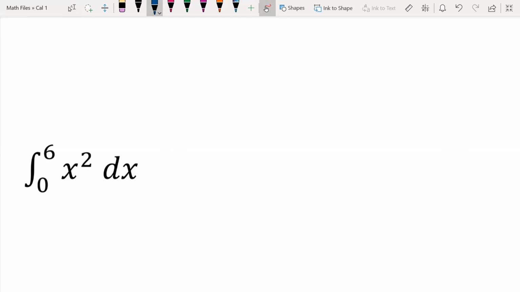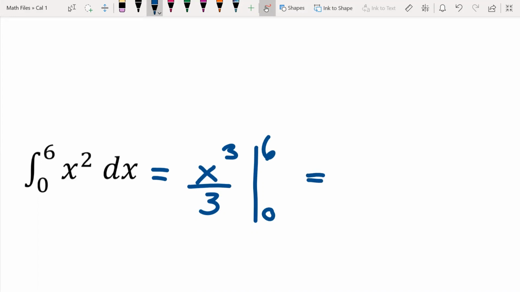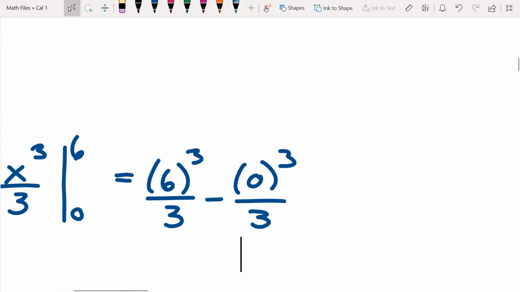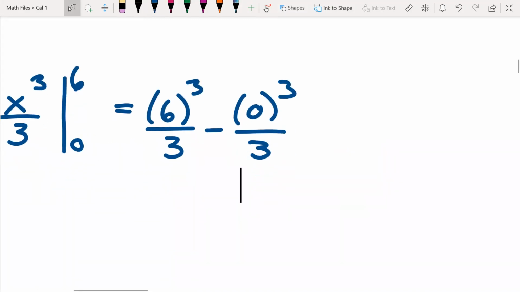All right. So next is the integral from 0 to 6 of x squared dx. Well, the antiderivative of x squared is x cubed over 3. And we evaluate this from 0 to 6. So here we'll have 6 cubed over 3 minus 0 cubed over 3. And 6 cubed is what? Is that 216?